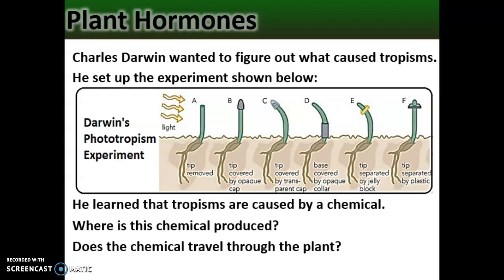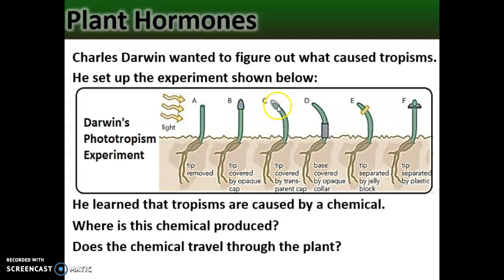So Charles Darwin and his son set up a very simple experiment that we see in the diagram here. We have light shining on this little seedling from the left side. And when they cut the very tip off of that seedling, that area known as the apical meristem, that seedling didn't bend towards the light like you would expect. It grew straight up. They then tried covering the tip of that seedling. Again, it grew straight up, not bending towards the light like you would expect.